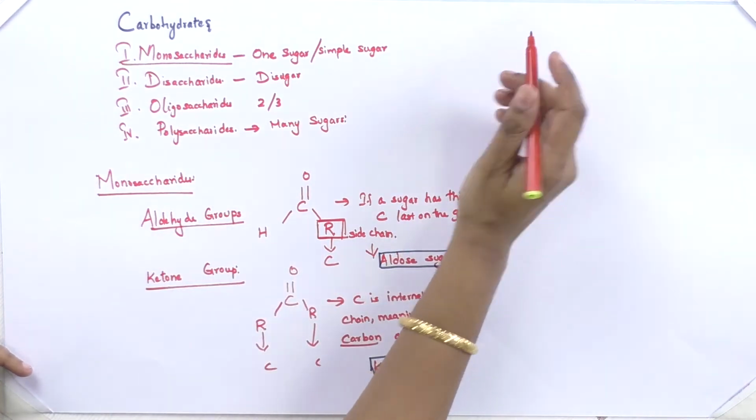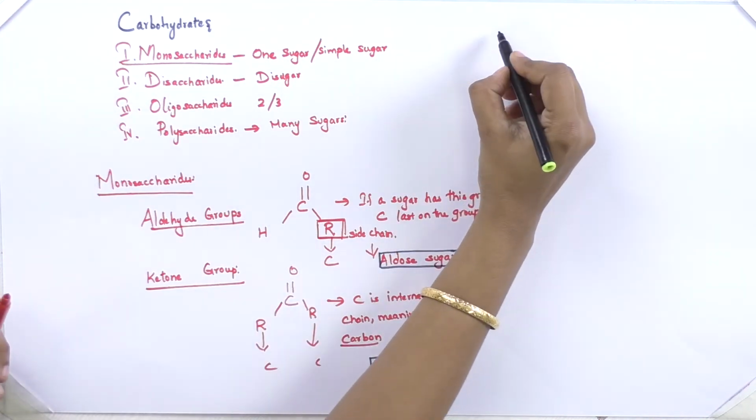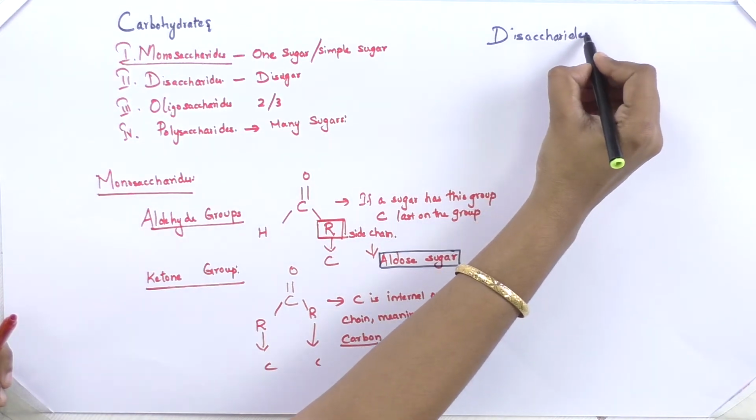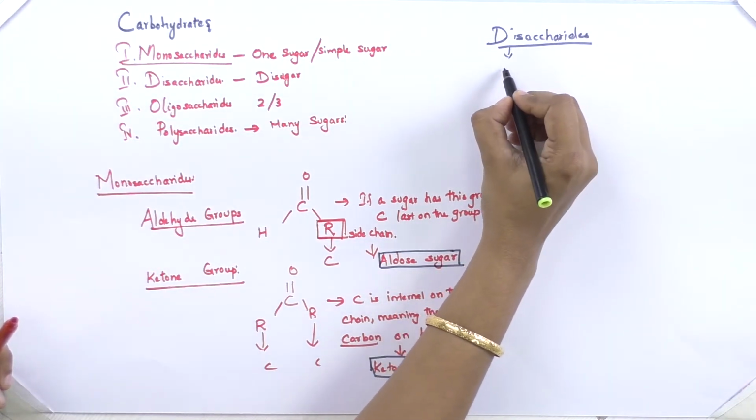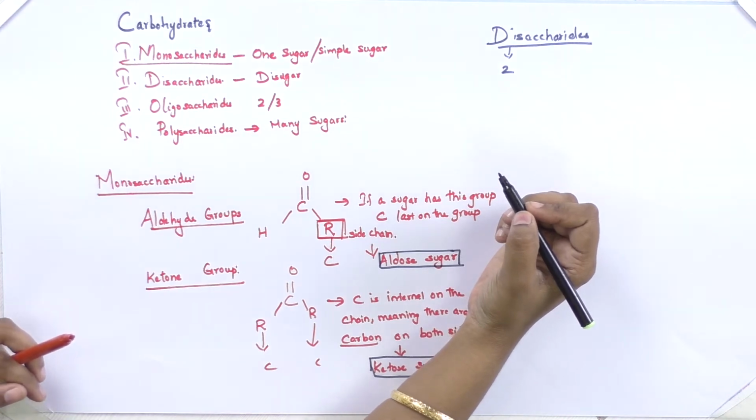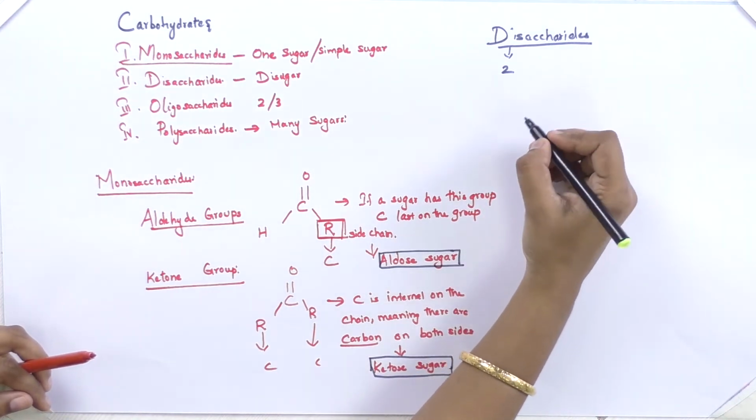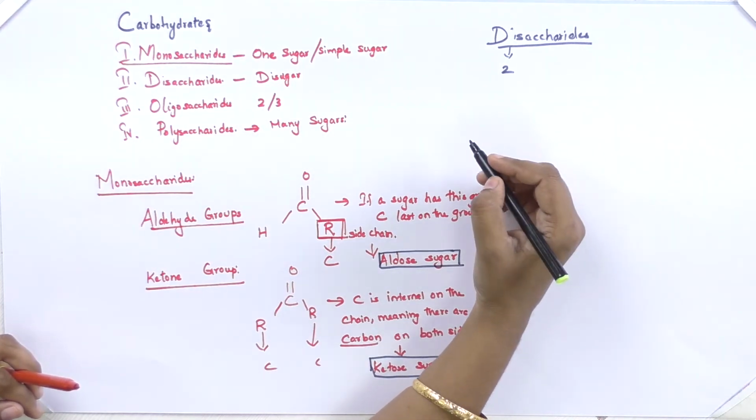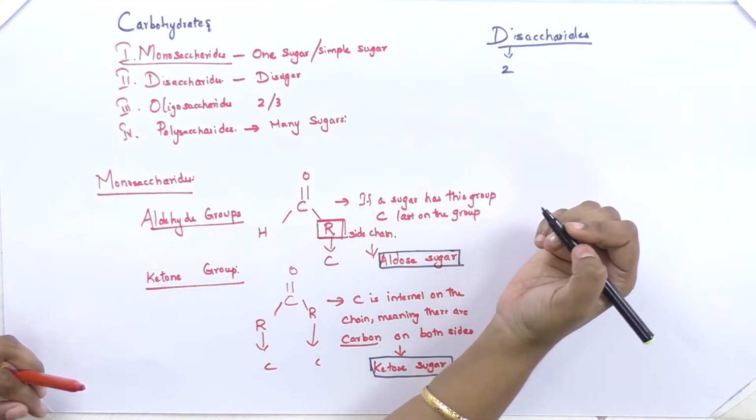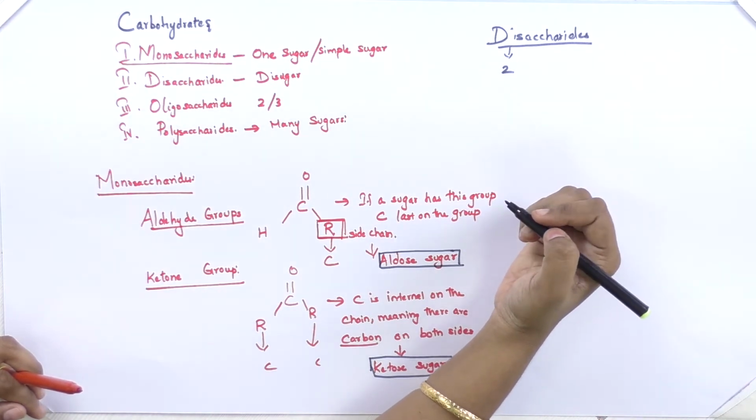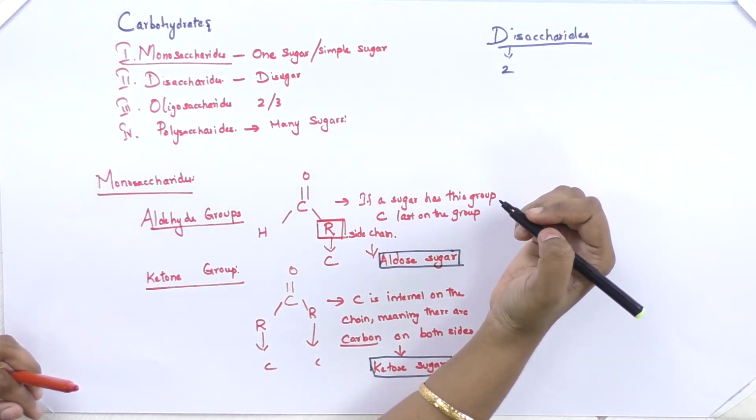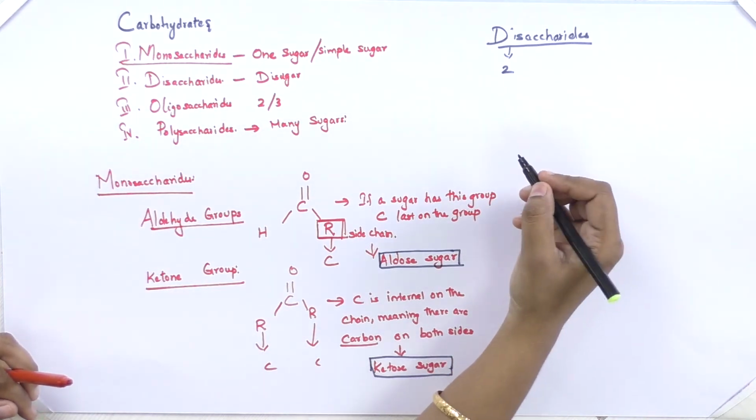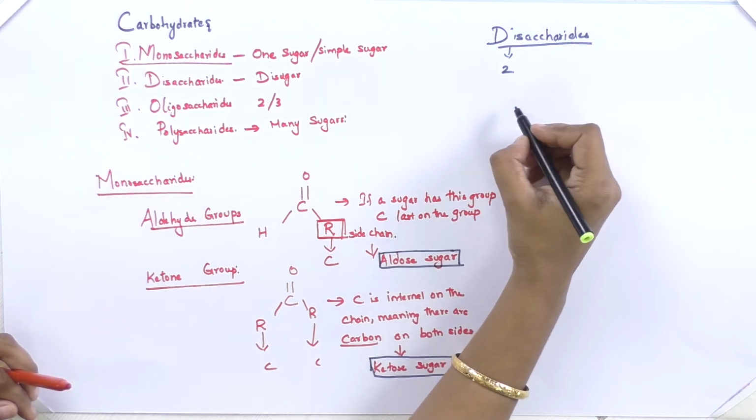Next, we are moving on to disaccharides. As the name indicates, di means two. So two sugars are joined together by glycosidic linkages. A disaccharide is formed by the removal of a hydrogen atom from one monomer and a hydroxyl group from another monomer, combining to form a disaccharide. Common examples are maltose, sucrose, etc. The example we are going to see here is maltose.